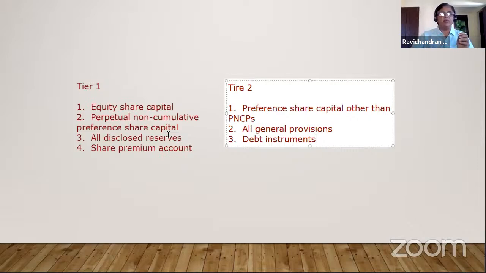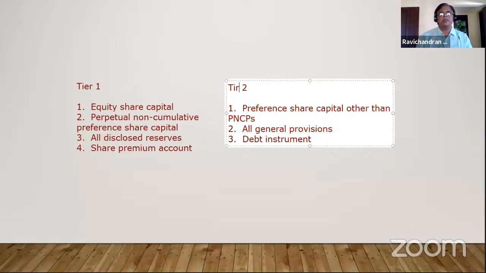And here we can add one more thing. Under perpetual non-cumulative preference share capital, we can add the debt instrument also. If it is perpetual, it will come under Tier 1. If it is not perpetual, it will come under Tier 2. So this is the difference between these two. Very easily you can remember it.